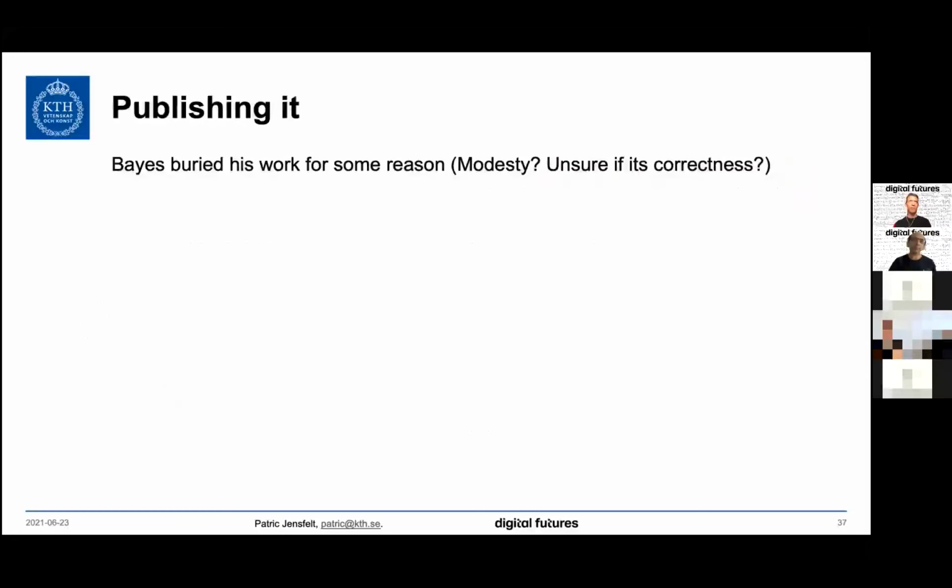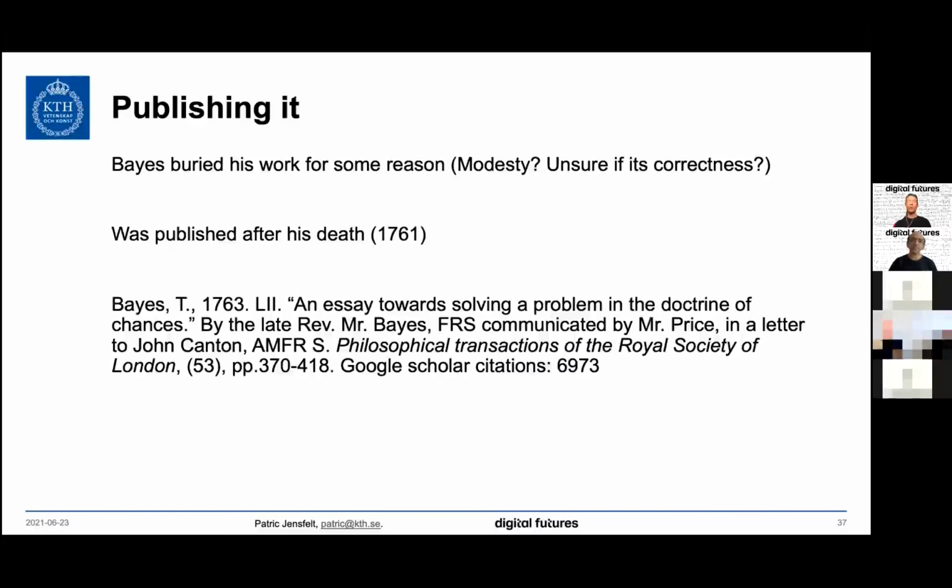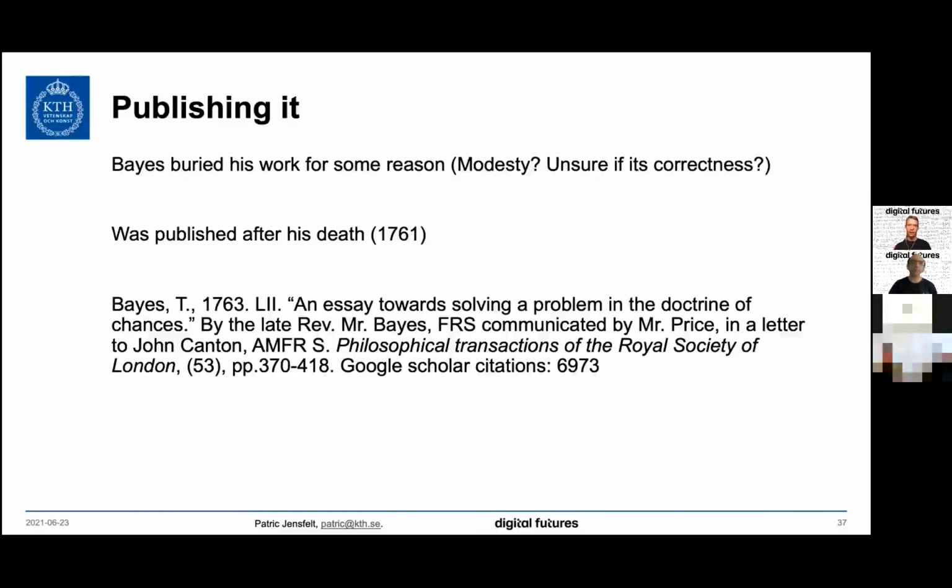All right, so Bayes, for some reason, decided that he wasn't going to publish this. Maybe it was modesty, maybe he wasn't sure it was correct. So it was published after his death. If you look in Google Scholar, his essay, as it was called, has 6,973 citations, which you might think deserves more. But it's something we take for granted as today's textbook knowledge, so you don't really cite it.